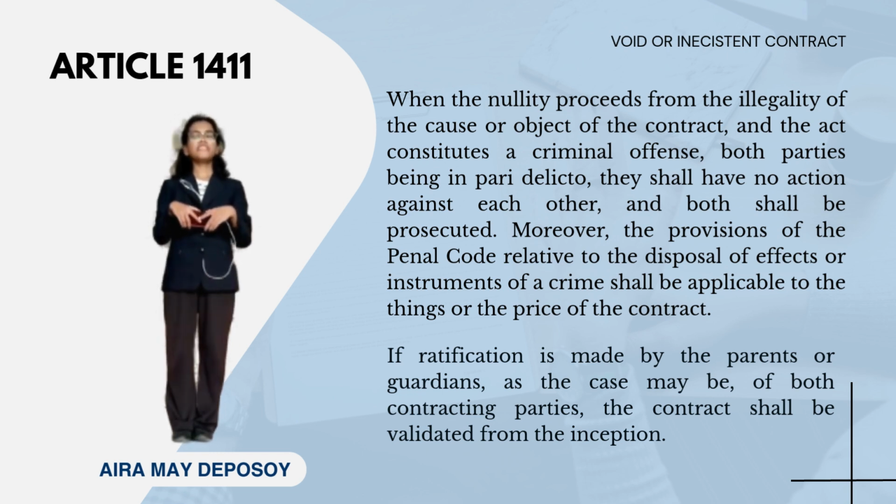Now, to summarize everything from Article 1409 to Article 1411, void contracts have no effect at all. They cannot be ratified and can be challenged anytime. Under Article 1410, the action or defense for a void contract does not prescribe, meaning it has no deadline. For Article 1411, it says if the void contract is also a crime, the law won't help guilty parties, but innocent parties may still recover.